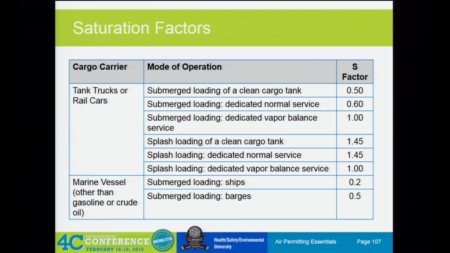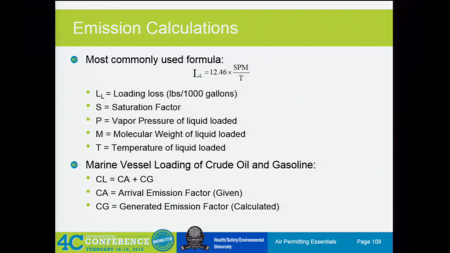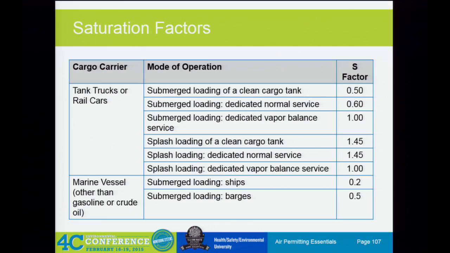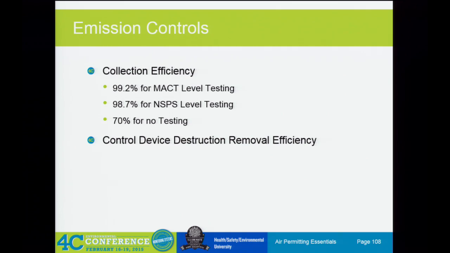The emission rate is essentially calculated off of PV equals nRT, but that has been simplified for you already. Let me jump ahead to this equation where the loading loss is 12.46 times the saturation factor times the vapor pressure of the material times the molecular weight over the temperature. The saturation factor is how the loading is performed. If you're doing splash loading, then the saturation factor is higher than if you're doing submerged fill or bottom loading, because you'll generate more vapor per load. And then you'll use your molecular weight, your temperature, and the vapor pressure of your material.